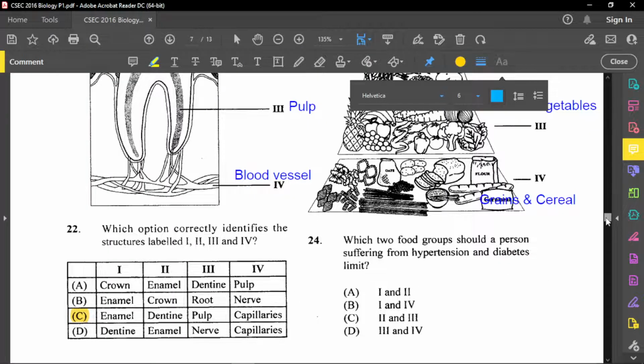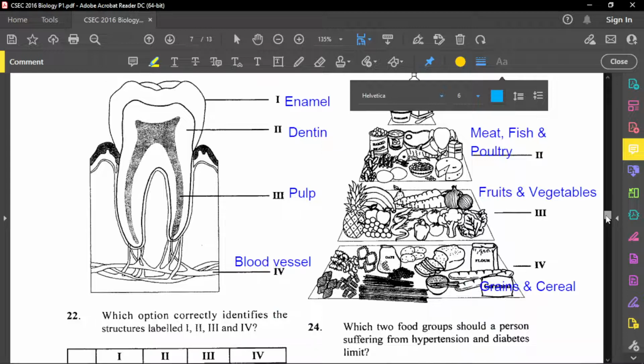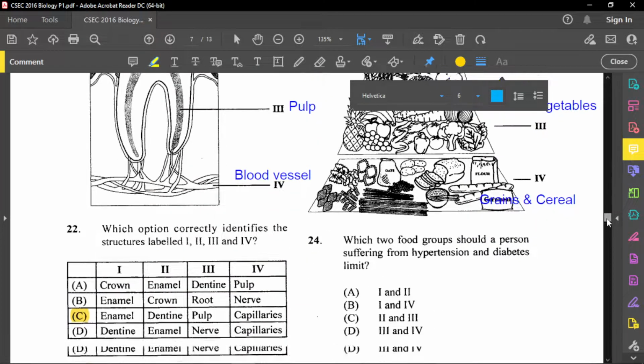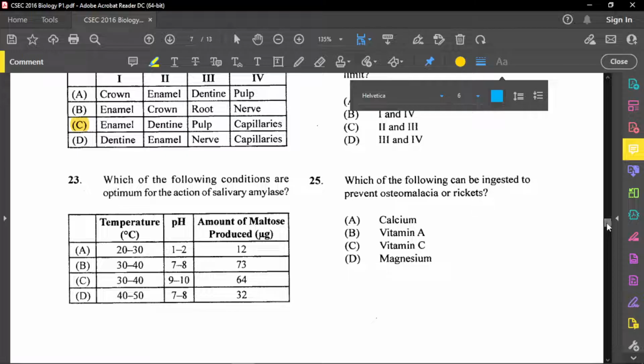All right, 23. Where is 23? No, 23 is down. Let me just go 23 one time, and then I go back up the page. I really prefer to go across the page, but nevertheless, let's keep it in order for now. Which of the following conditions are optimum for the action of salivary amylase? This is a repeated question. We talked about that in the last review. The mouth must have a normal body temperature, the best being between 30 and 40, and the pH level is supposed to be almost neutral. So here, B is the correct answer as well. That's a repeated question, so we don't need to go through it anymore.